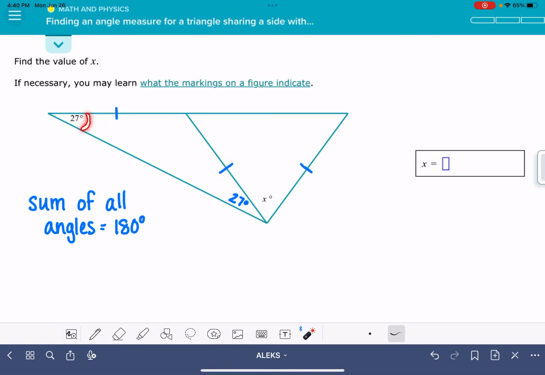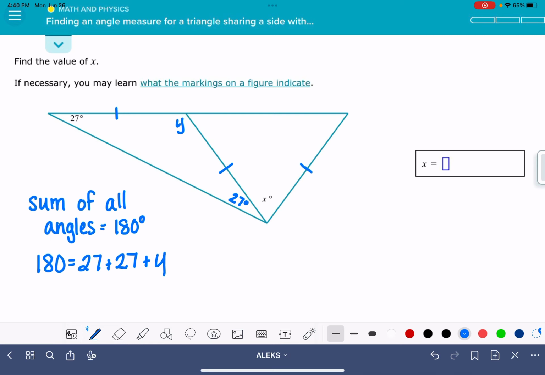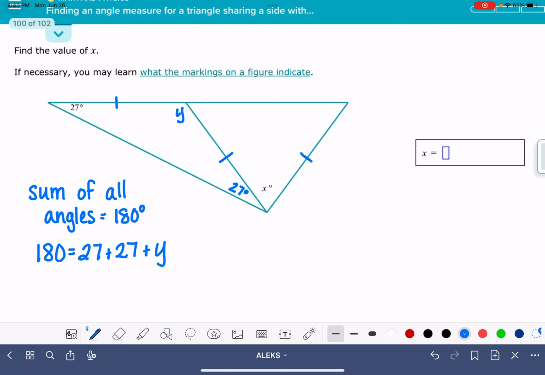If we know the angle of one side, we know that the angle on the opposite side is exactly the same. And that is going to help us figure out the value of this angle right here. We know that all of the angles are going to add up to 180 degrees. We have two 27-degree angles, and we just don't know, I'm going to call this one y, the value of this little guy up there.